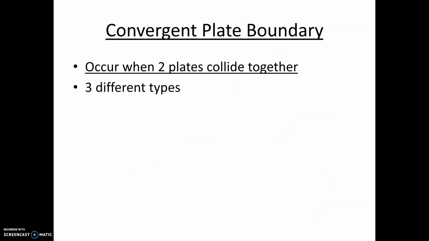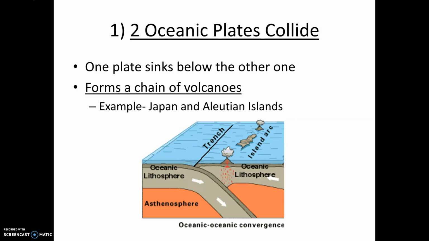Our next boundary is called a convergent boundary, and this occurs when two plates are colliding together. So a way I would diagram that is pointing arrows directly towards each other. So when this happens, we actually can see three different things happening with this. So let's go over each one.